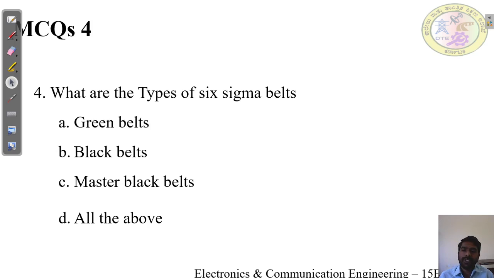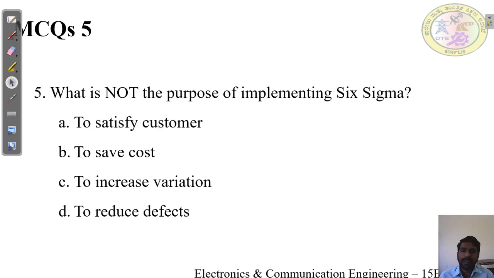The right answer for this question is all the above. All these are the types of Six Sigma belts. Question number 5. What is not the purpose of implementing Six Sigma? Option A, to satisfy the customer. Option B, to save the cost. Option C, to increase the variation. Option D, to reduce the defect. Pause the video and try to find the answer for this question.